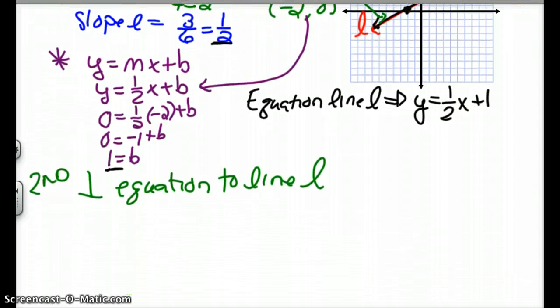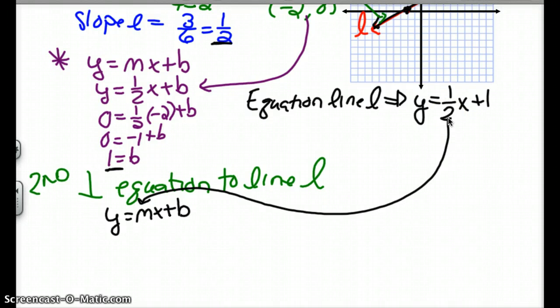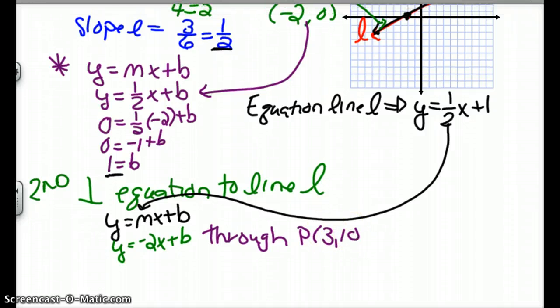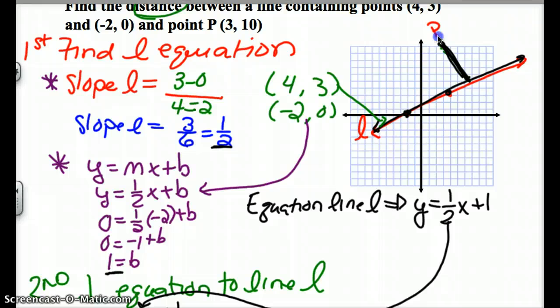To find my perpendicular equation, y equals mx plus b, I need the perpendicular to the slope of a half, so I'm going to use y equals -2x plus b. Remember, it has to go through P, which was (3, 10). So I need to plug P in.